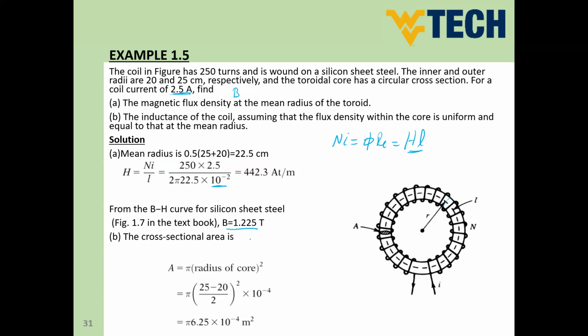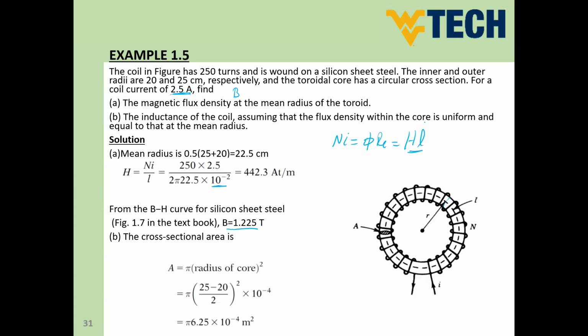This is the first part. The second part, the inductance of the coil: calculate the inductance, assuming that the flux density within the core is uniform and equal to that of the mean radius.